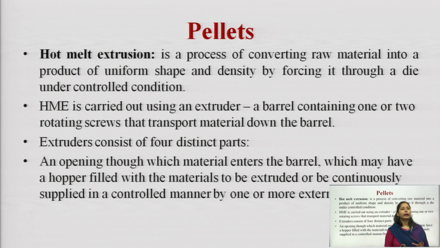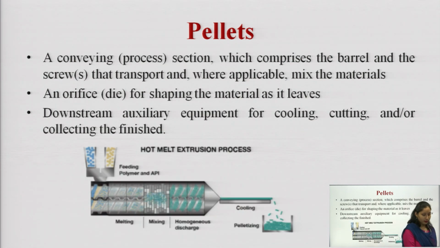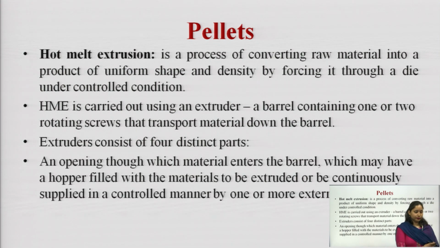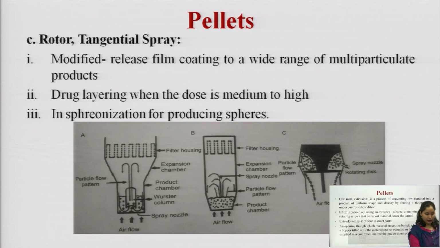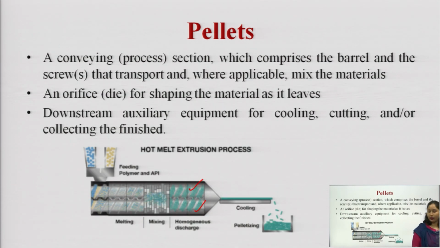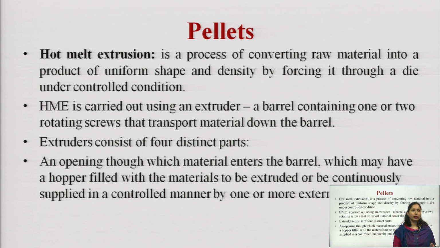Hot melt extrusion is carried out using an extruder. So, here if we see, this is the hot melt extrusion process and this is your screw extruder, which is responsible for the transportation of the material. Hot melt extrusion is carried out using an extruder, a barrel containing 1 or 2 rotating screws that transport material down the barrel. So, here if we look into the diagram, this whole extruder contains 1 or 2 screws which is responsible for transporting the material down the barrel.